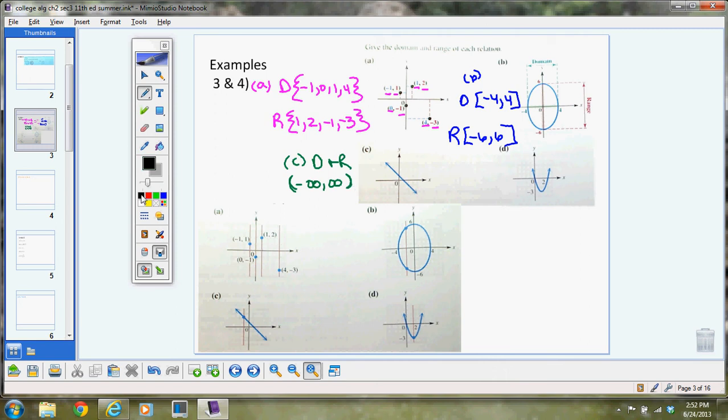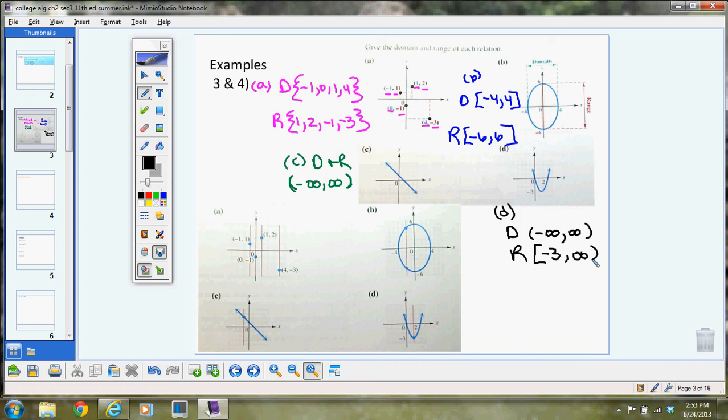The last one over here, part D, this one is a parabola. Now it is eventually going to get wider and wider and wider, and for my domain, it's going to cover -infinity to +infinity. But my range is a different story. It's never going to turn around and go down. So the smallest y value is a -3. It touches -3, so we use a bracket, comma, it's going up, so we put +infinity there. So it's going from -3 to +infinity.